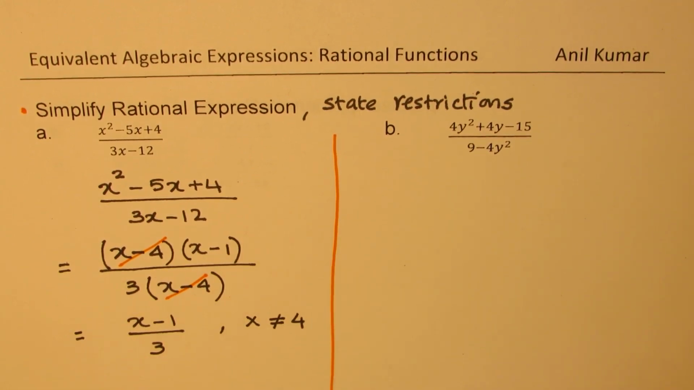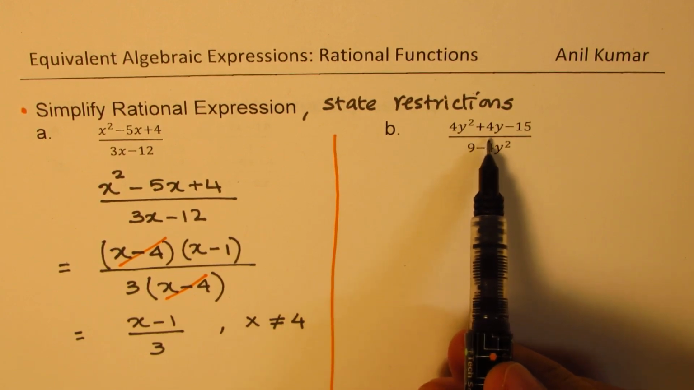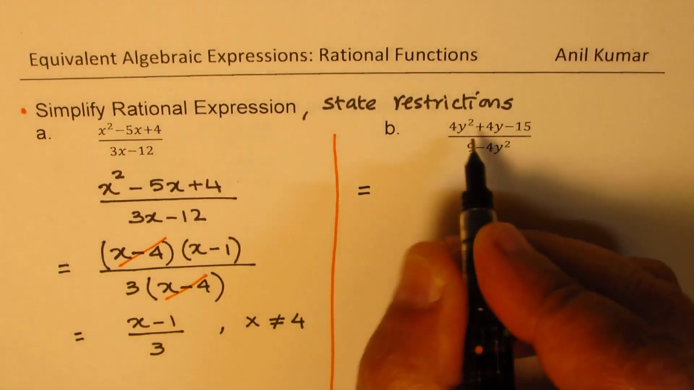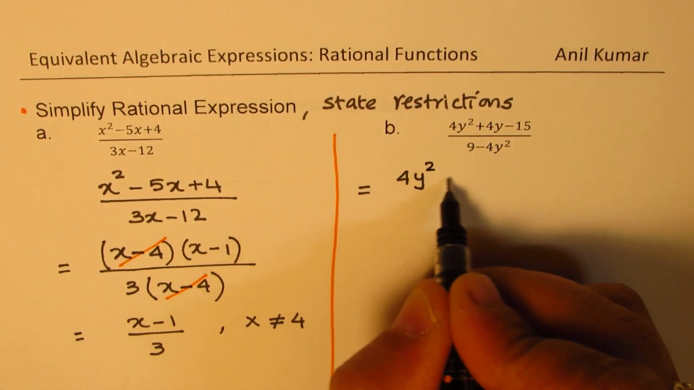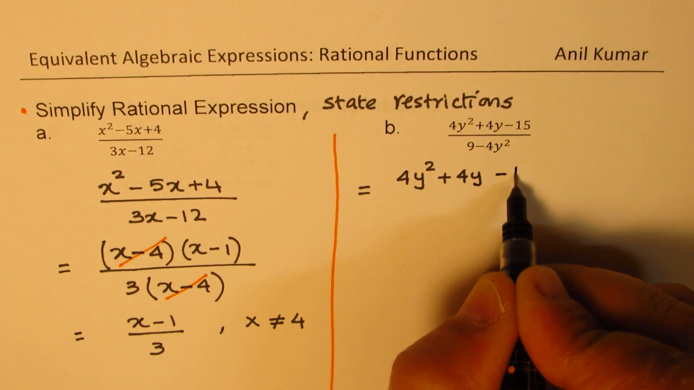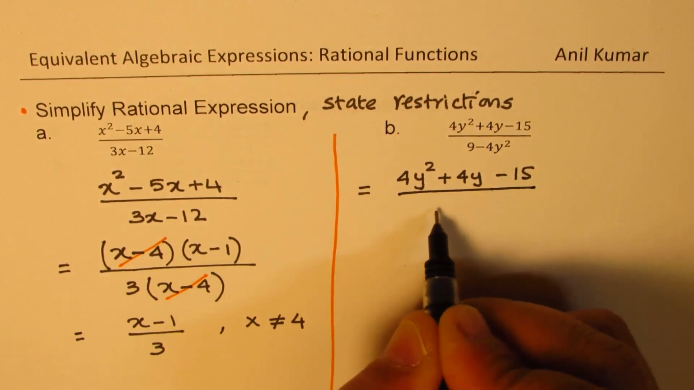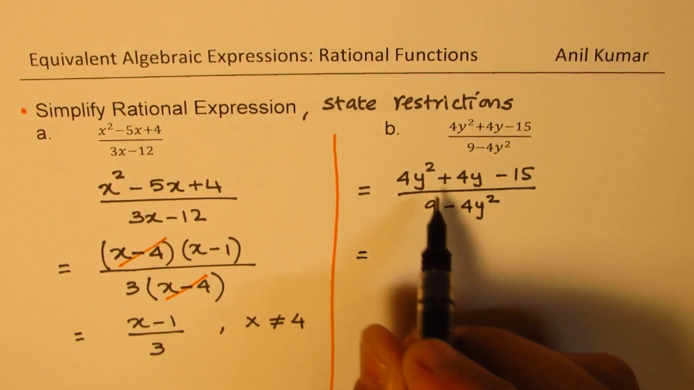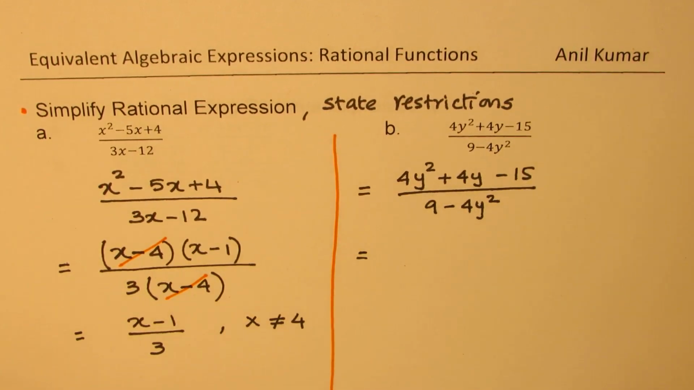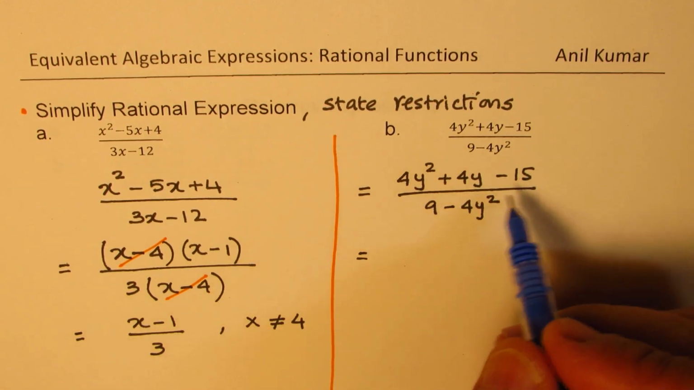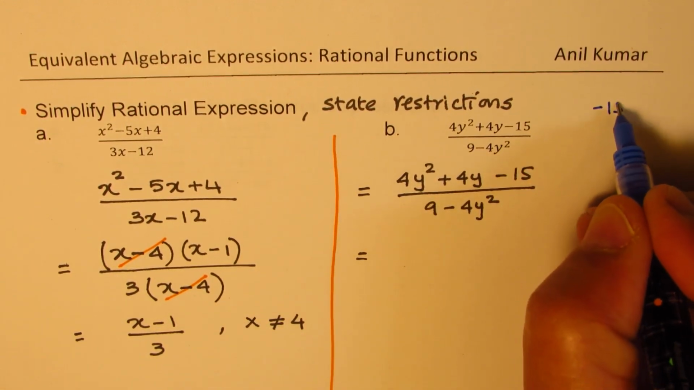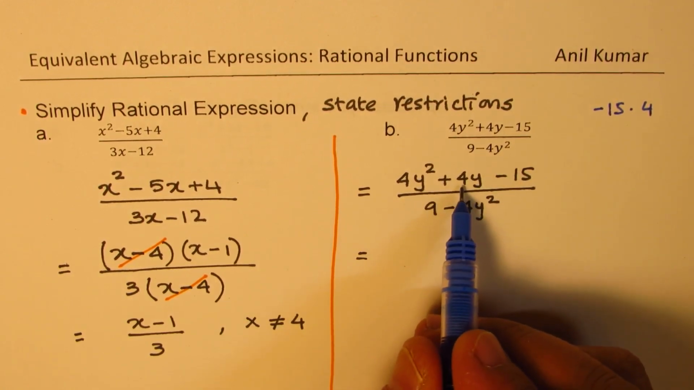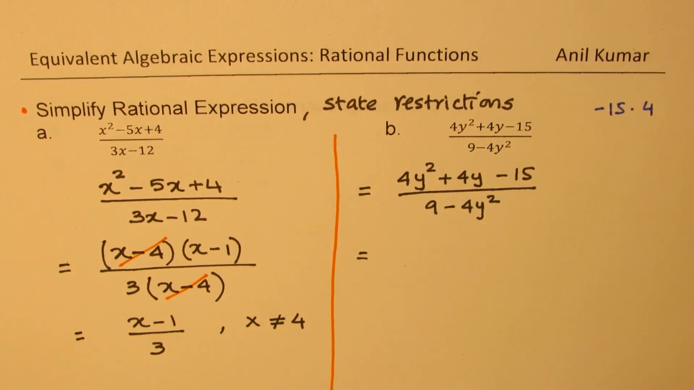Now let's do the next one. Here we have 4y squared plus 4y minus 15 over 9 minus 4y squared. Let me rewrite. 4y squared plus 4y minus 15 over 9 minus 4y squared. In the numerator, we have 15 times 4, which is 60, with a negative sign. So we have 15 times 4, but we need their sum to be 4. So what could be these numbers?